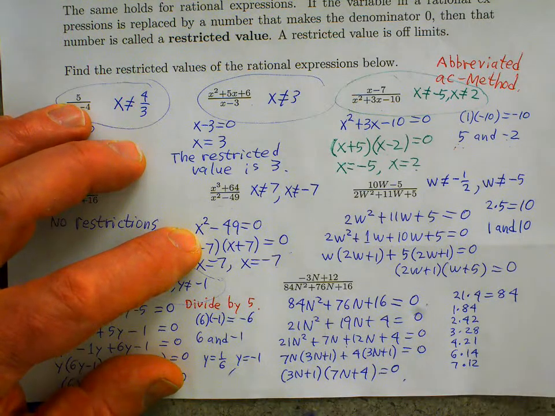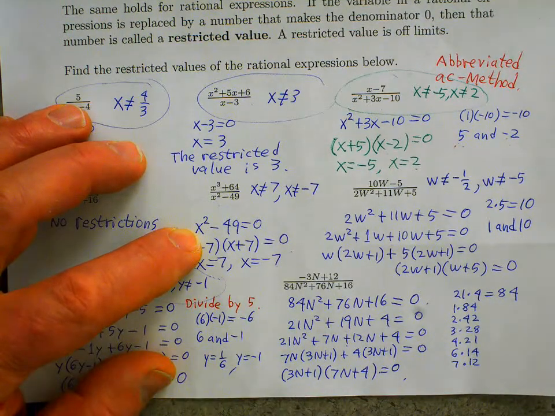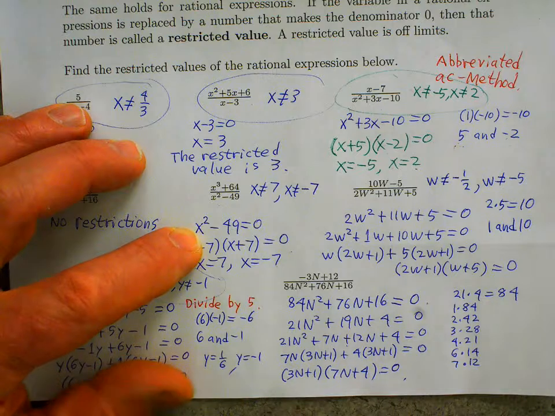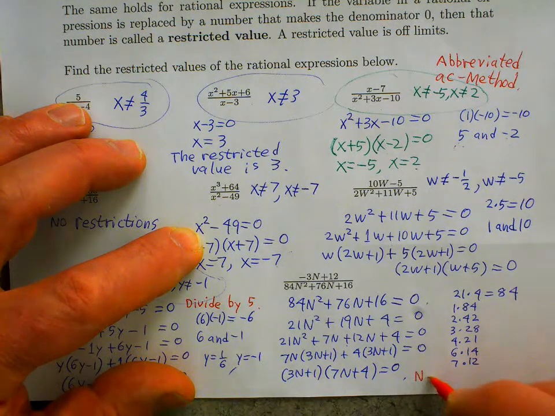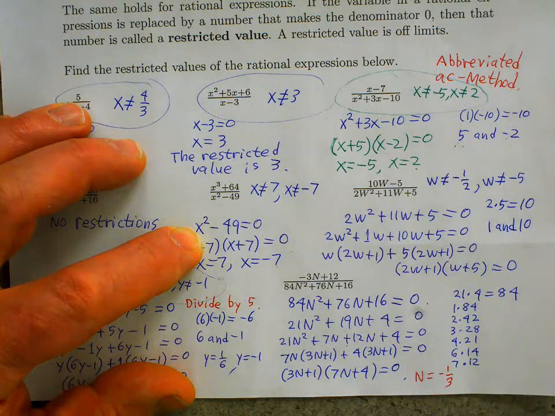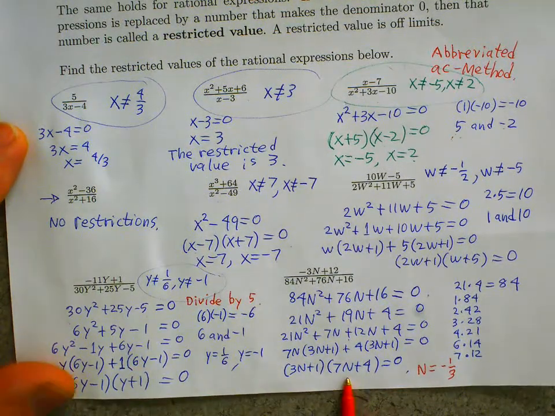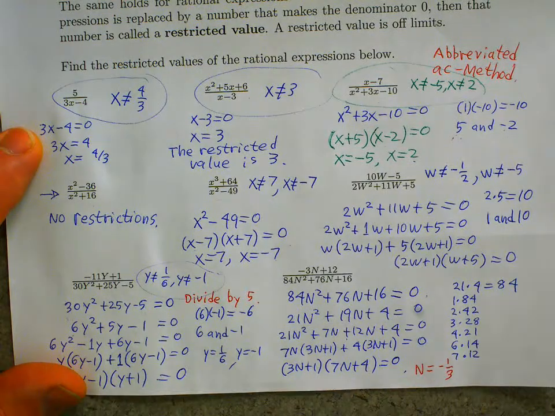So the restricted values, if 3n plus 1 is 0, we subtract 1 and divide by 3. So n equals negative 1/3 is one of the restricted values. The other factor, 7n plus 4, subtract 4 and divide by 7. The other restricted value is negative 4/7.